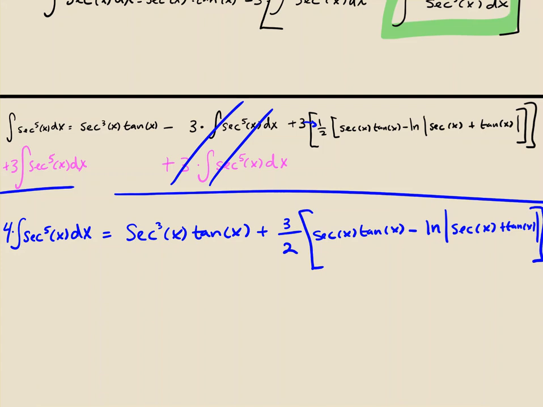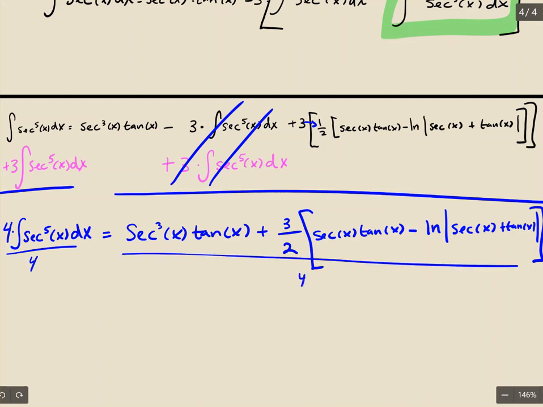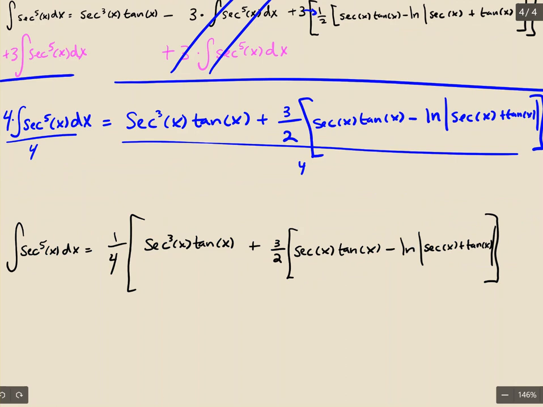The final step is we only wanted the integral of secant to the fifth of x dx, not 4 times that, so we're going to divide both sides by 4. And then we finish the integral. In integration by parts, we always add our plus c at the end. So this is the integral of secant to the fifth of x dx.